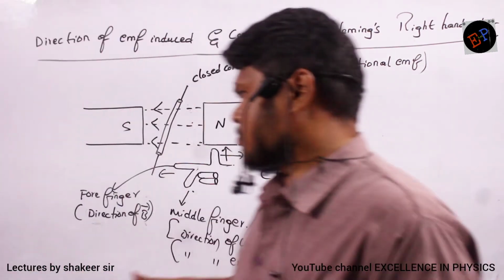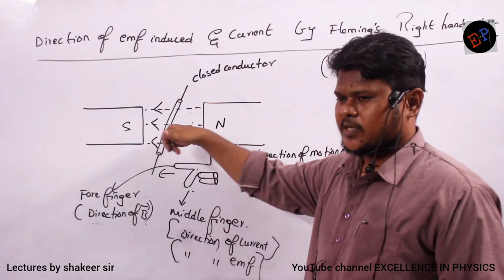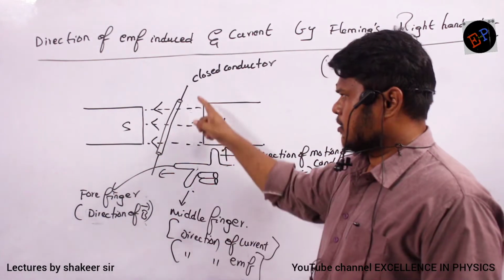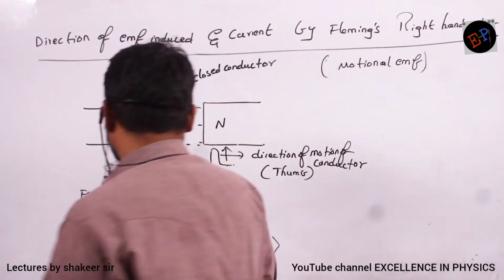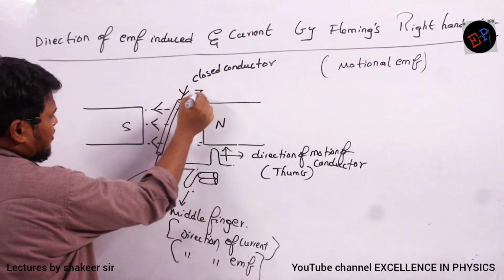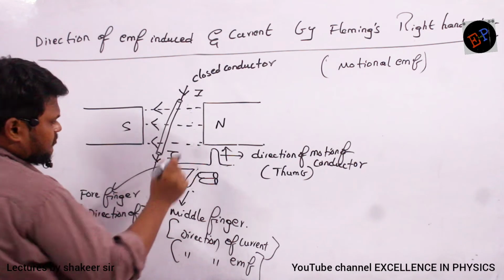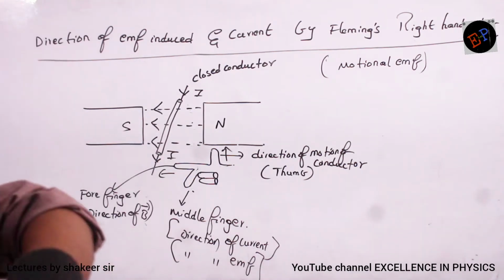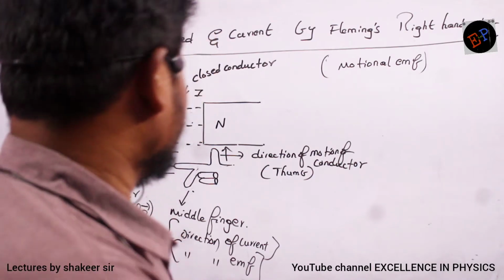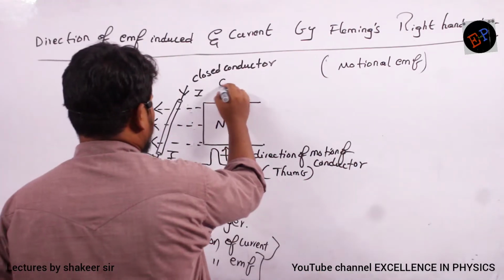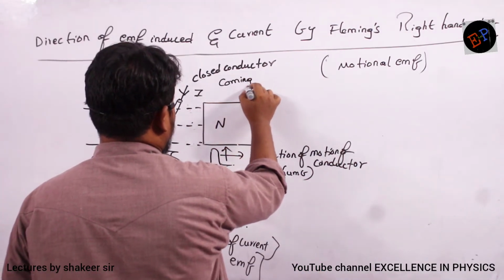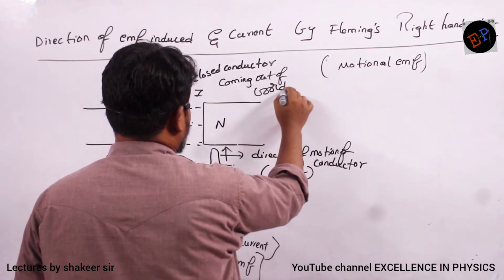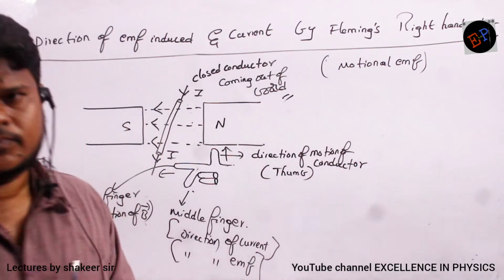So it means that if thumb is outwards, so if I move this conductor out of the board, then current will flow in this direction. What is the direction of current? This will be the direction of current. That's it. If conductor is coming out of the board. Are you able to understand now? So closed conductor coming out of board.